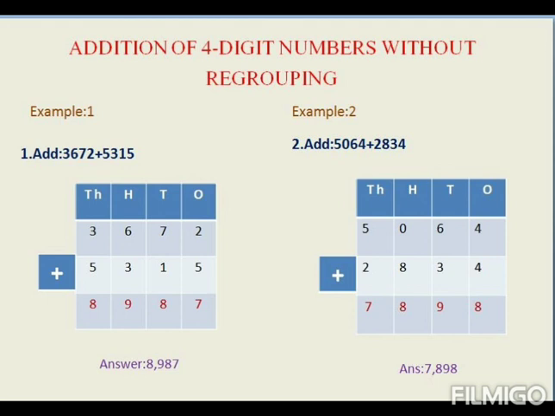And now let us represent the numbers in their respective places, the digits in the respective places. After that, put the plus symbol. Then we'll start adding from ones column. Always we should start from ones column. Here we have 2 and 5. So start along with me.